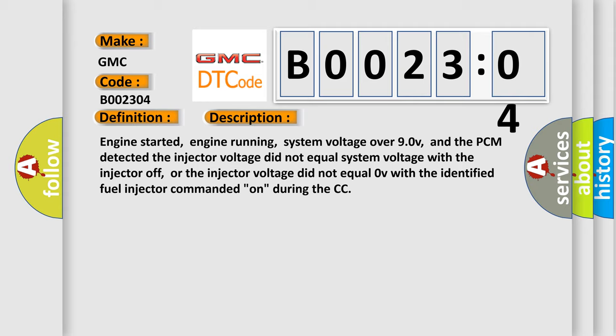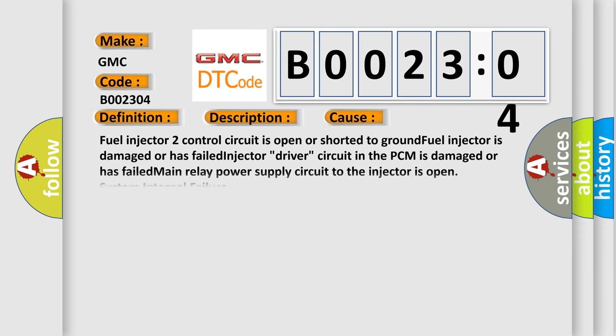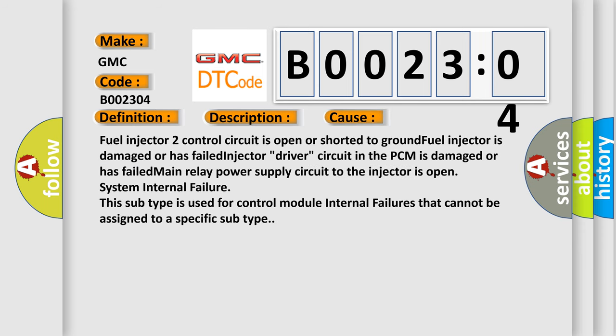This diagnostic error occurs most often in these cases: fuel injector 2 control circuit is open or shorted to ground, fuel injector is damaged or has failed, injector driver circuit in the PCM is damaged or has failed, main relay power supply circuit to the injector is open, system internal failure. This subtype is used for control module internal failures that cannot be assigned to a specific subtype.